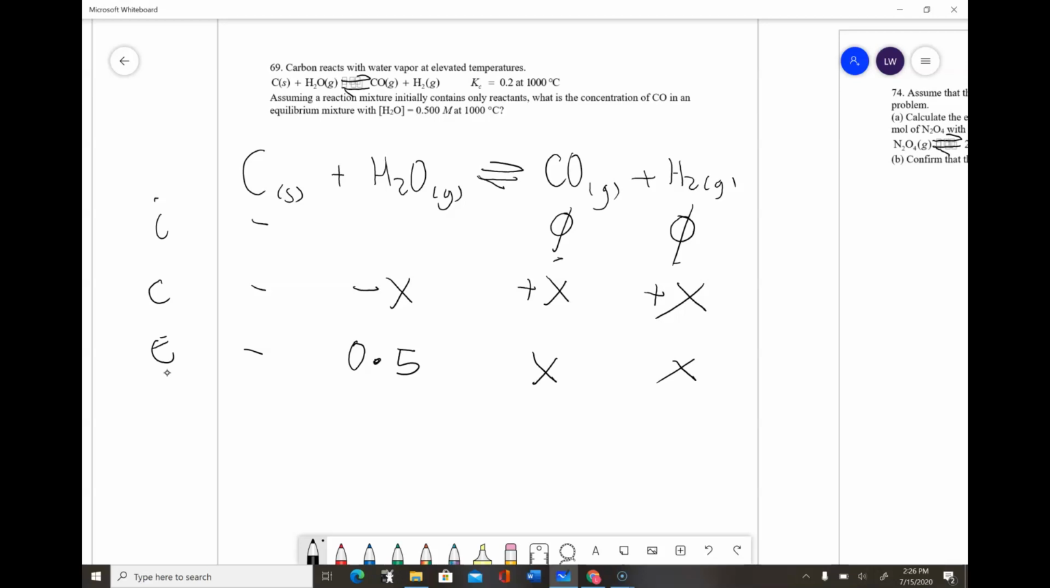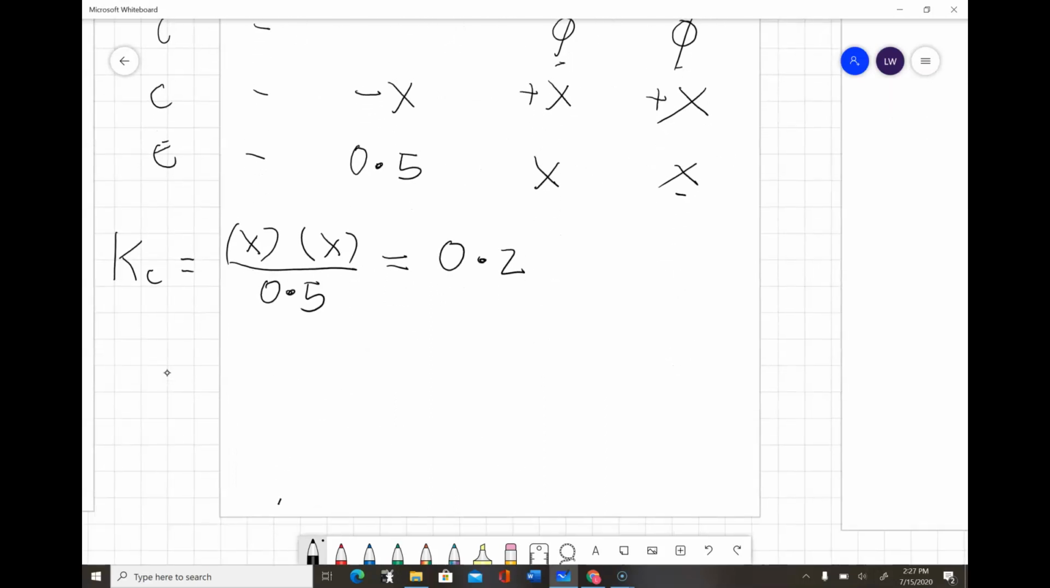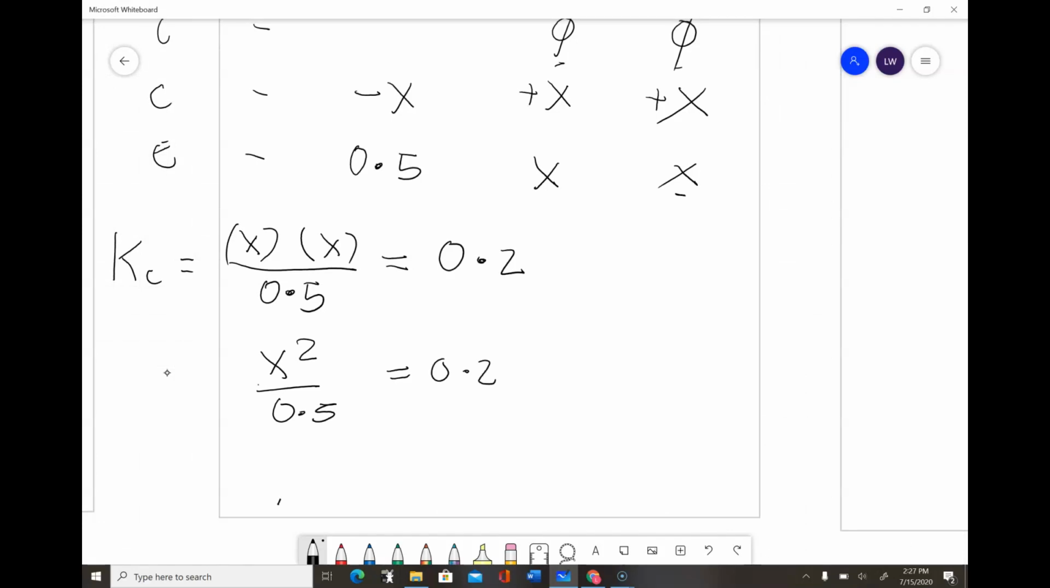So I can write the equilibrium constant expression for this. It's the concentration of my products divided by the concentration of my reactants. So that's X. That doesn't need to be squared or cubed because there's only one CO. Multiplied by the concentration of H2, which is X, again only one of those, and then that's going to be over the concentration of the H2O, which we were told is 0.5. Now we know that Kc is equal to 0.2 at this temperature. So what can we say? X squared on 0.5 is equal to 0.2.